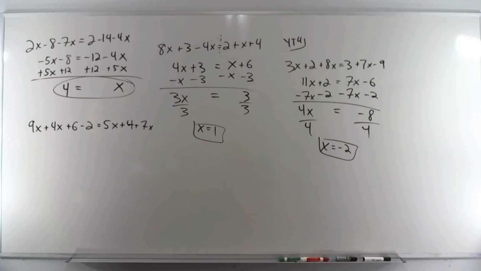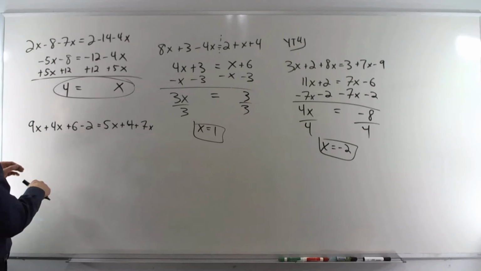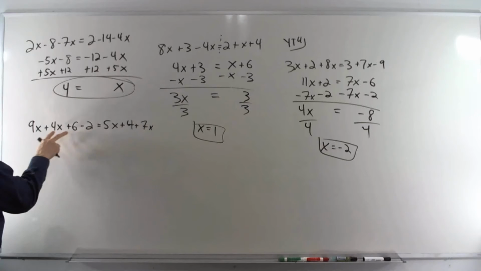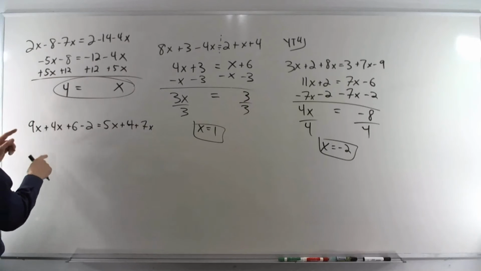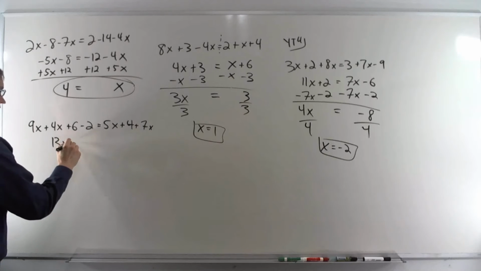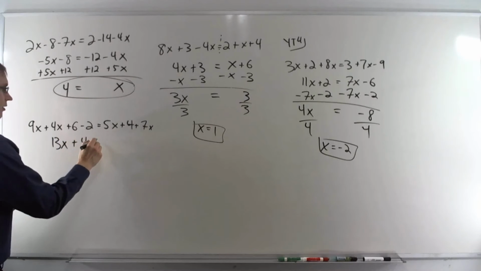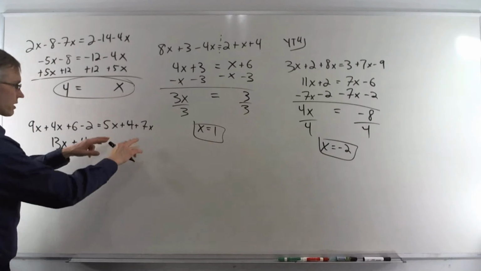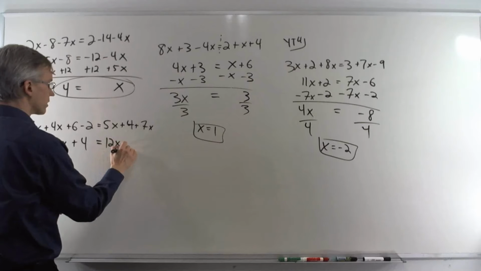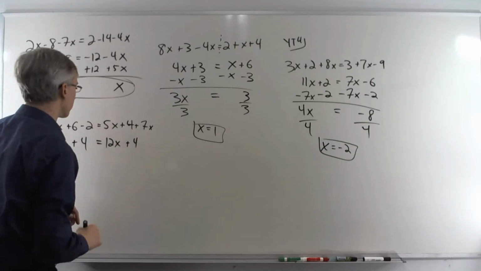So some equations will have more than one pair of like terms. Right here we've got x terms and we have constants. So I'll have to combine both of these on the left-hand side. 9x plus 4x is 13x. 6 minus 2 is 4. So 13x plus 4 equals, I get a couple x terms over here. 5x plus 7x is 12x. And plus 4.